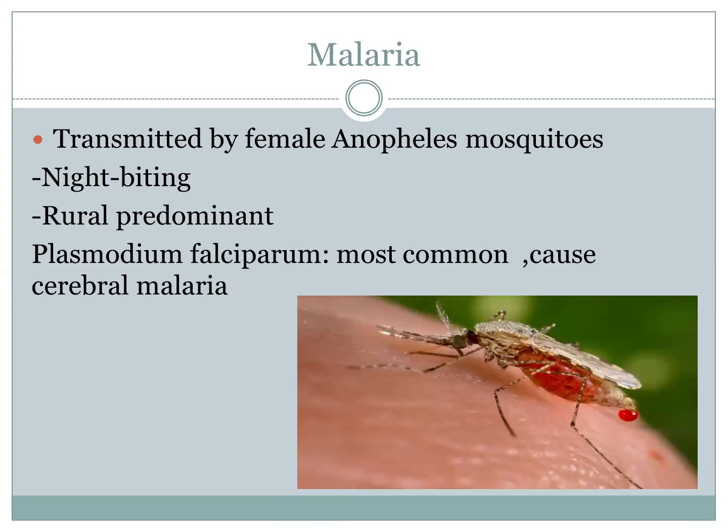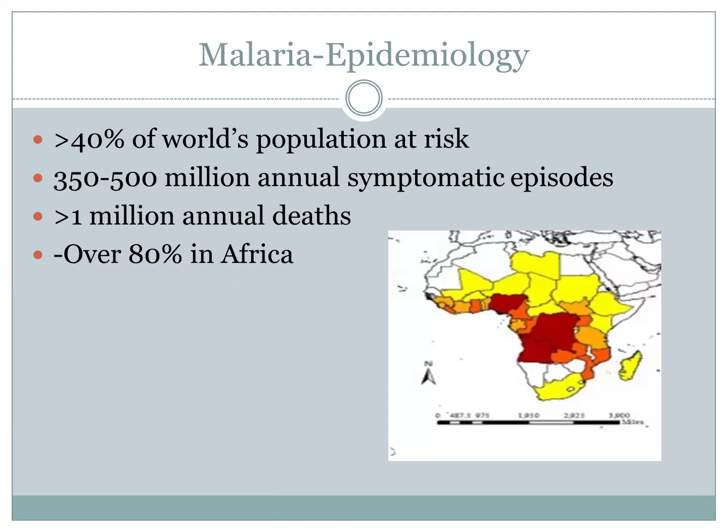Then malaria is transmitted by the female Anopheles mosquito. The vector is night biting and common in rural areas. The most common protozoal Plasmodium species is Plasmodium falciparum, and it causes cerebral malaria, which results in a high number of fatalities. Greater than 40% of the population is at risk, and it results in over 1 million deaths, most of which are in Africa.